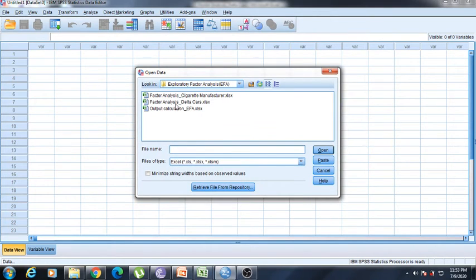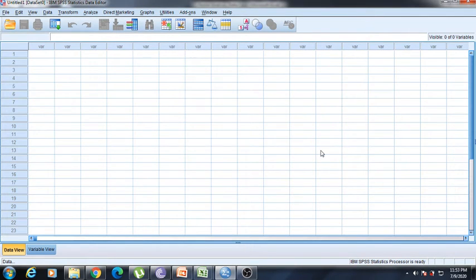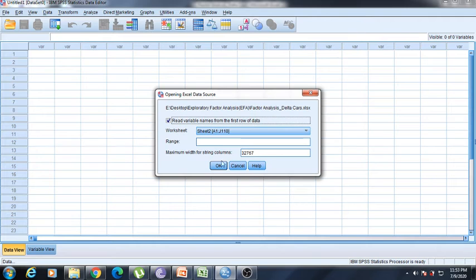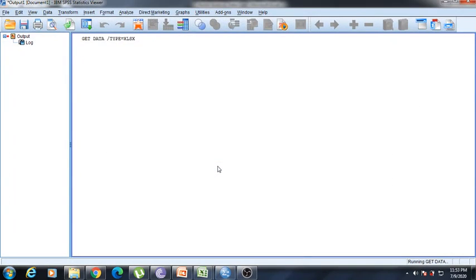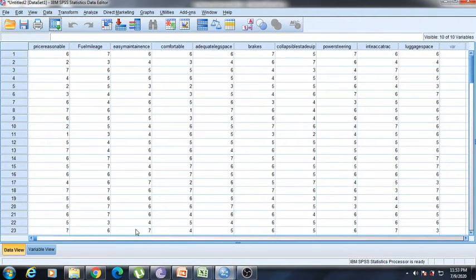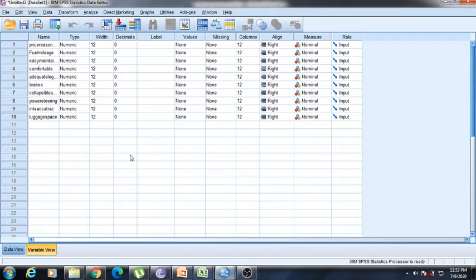So we have got, you can see the factor analysis delta cars. So we'll click this, okay, and then once again we'll do okay. So we have got our data in SPSS. So this is our data view and this is our variable view. So you can see here.